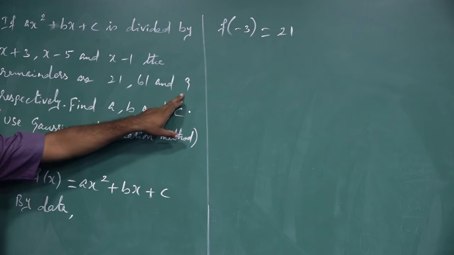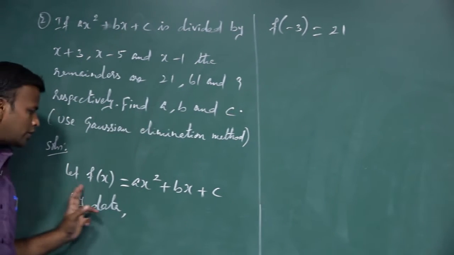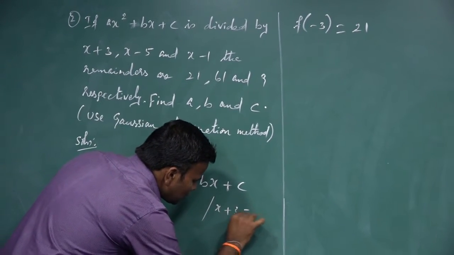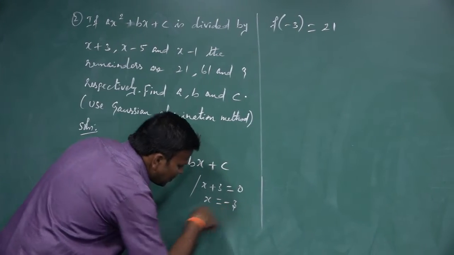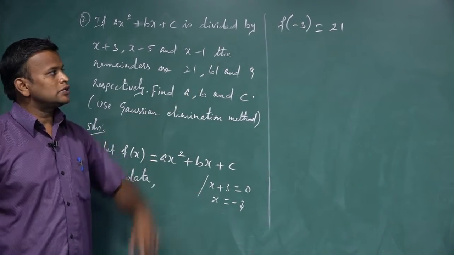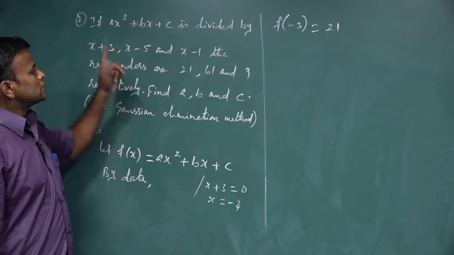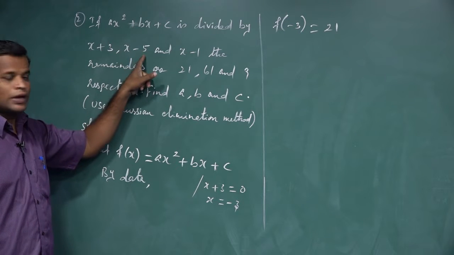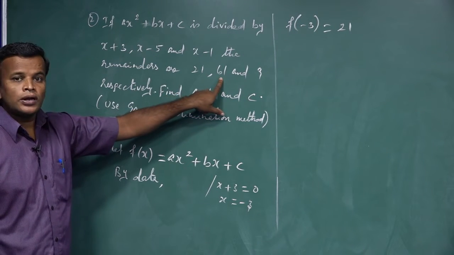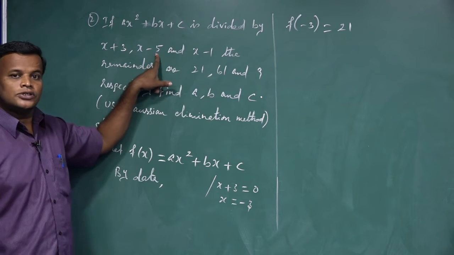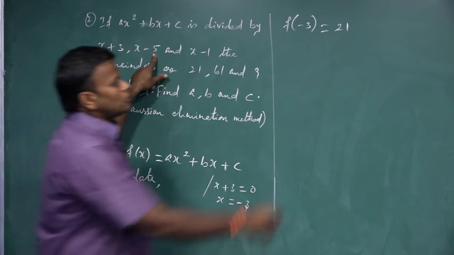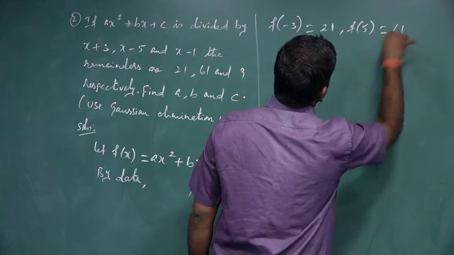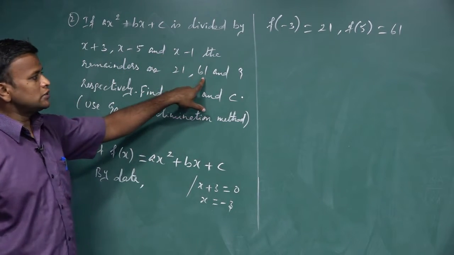We write the remainders in order. When our given polynomial is divided by x plus 3, we put x plus 3 equal to 0. The value of x is minus 3. So f of minus 3 is equal to 21. How to write the second one? If it is divided by x minus 5, it leaves the remainder 61. We put x minus 5 equal to 0. The value of x is 5. So f of 5, that value should be equal to 61. The second one, remainder is 61.